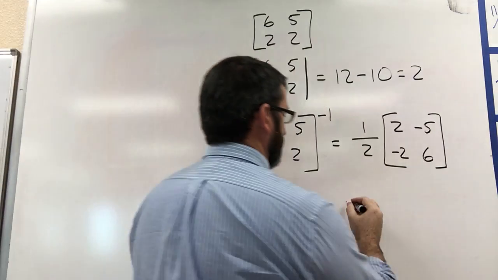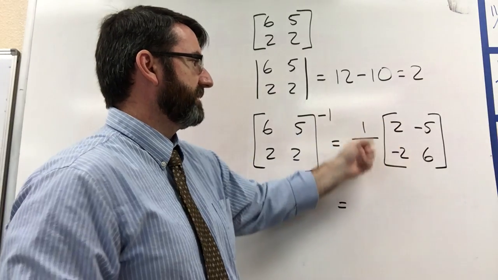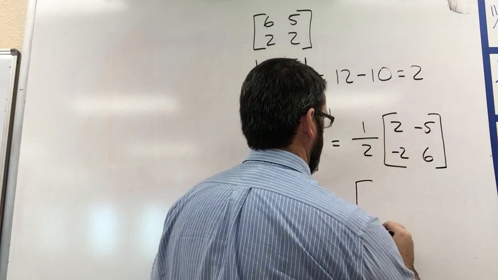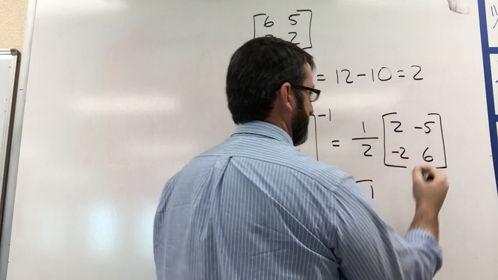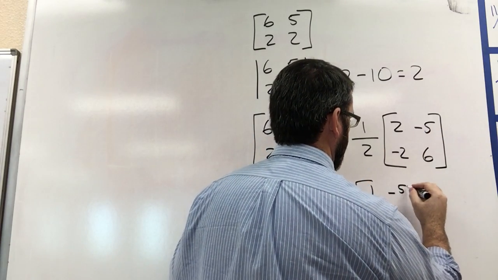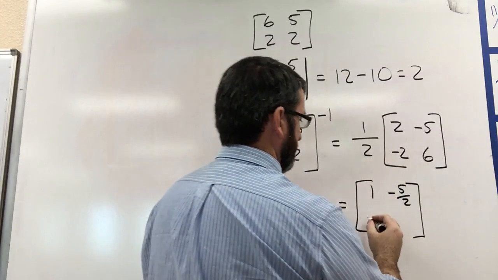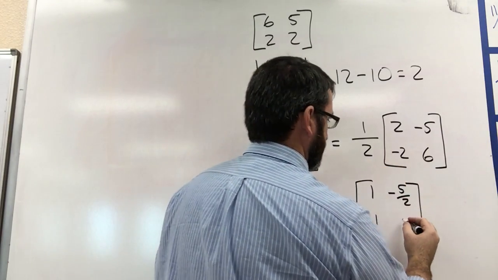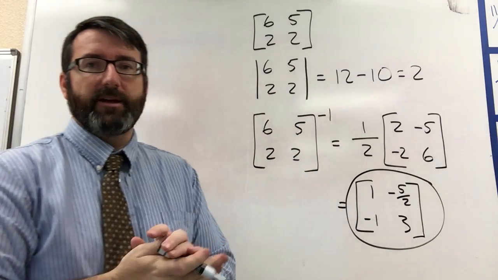And so let's multiply this matrix by 1/2, and we're left with 1. 1/2 times 2 is 1. 1/2 times -5 is -5/2. And then 1/2 times -2 is -1. 1/2 times 6 is 3. And so that is our inverse.